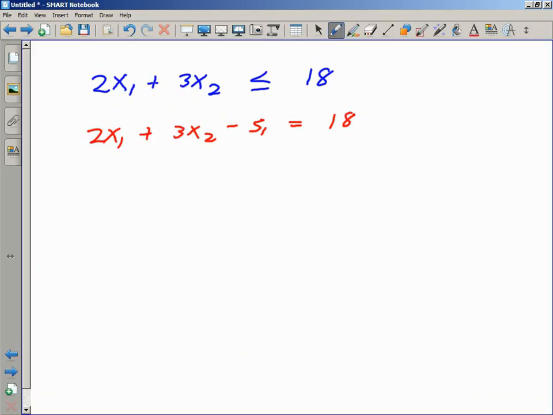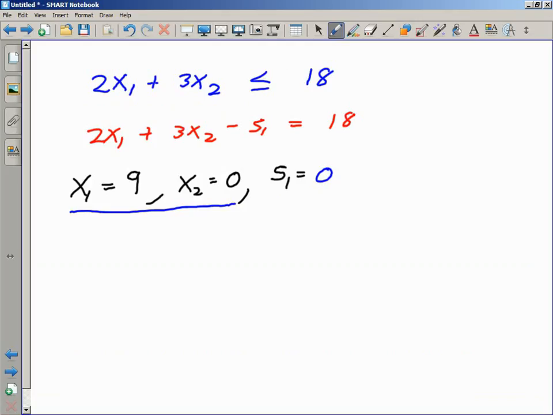Okay, so let's just start picking some strategic numbers. Let's suppose I pick the value x1 is equal to 9. Now what does x2 have to be equal to? x2 has to be equal to 0, right? And s1, let's suppose I pick these two points, x1 is equal to 9, x2 is equal to 0. s1 has to be equal to 0, right?